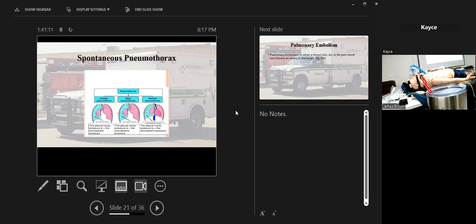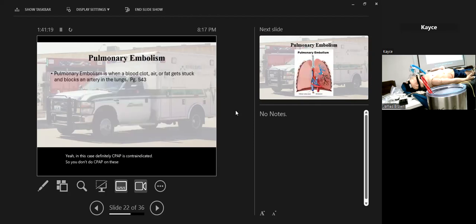And in this case, definitely CPAP is contraindicated. So you don't do CPAP on these patients. You might put them on oxygen if they need it, or a nasal cannula, whatever you want to get them to that 94 and above, 95.